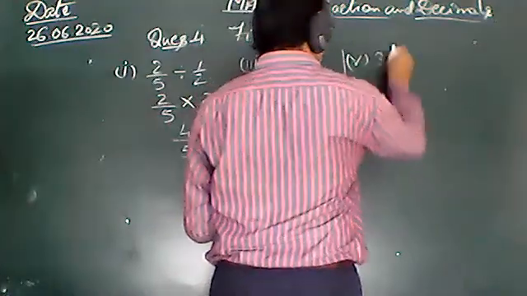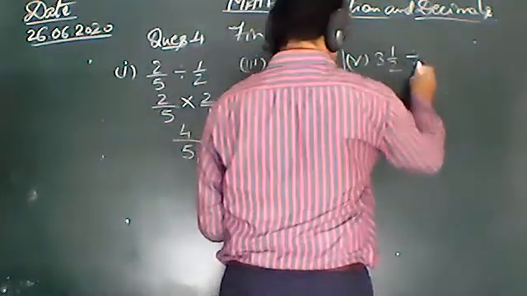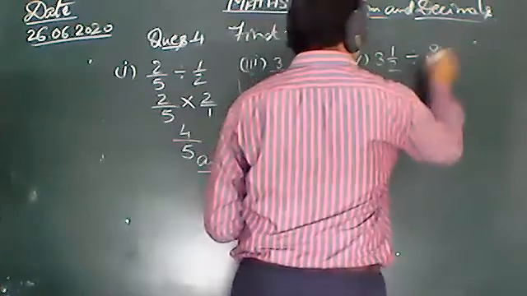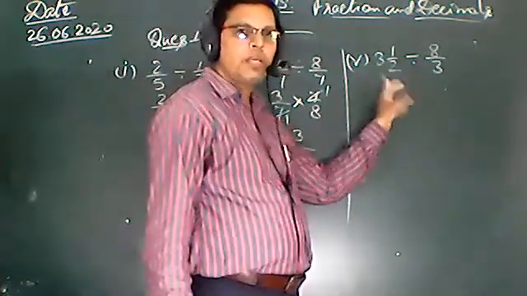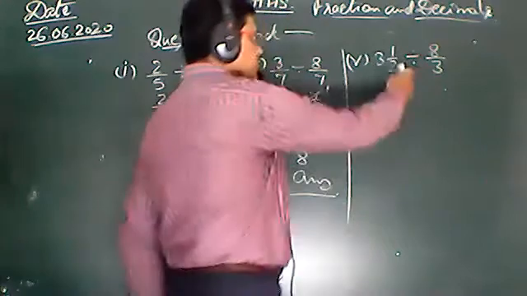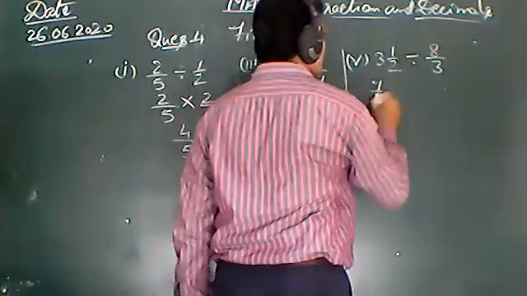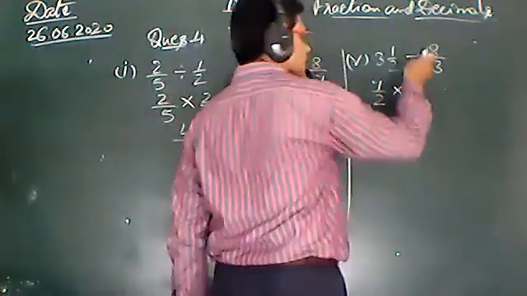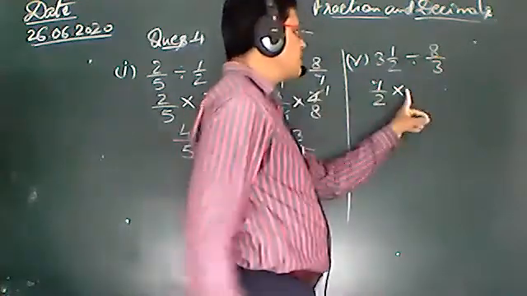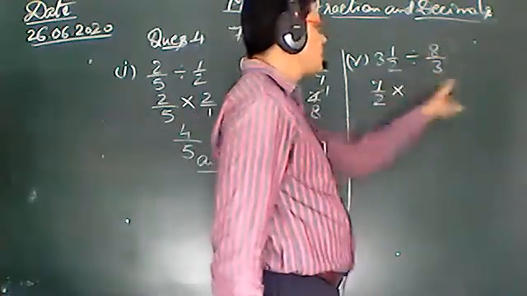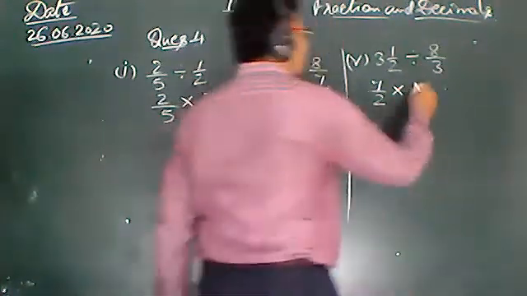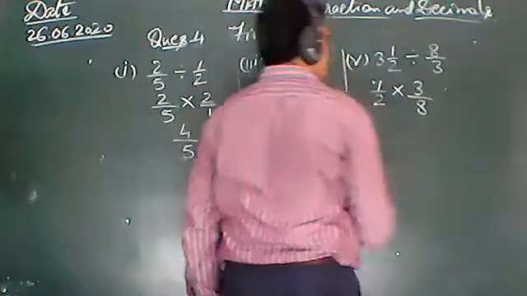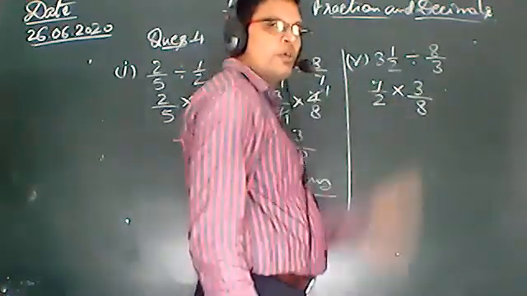3 whole 1 by 2 divided by 8 by 3. First, you convert this mixed fraction into an improper fraction. 3 2s are 6 plus 1, 7 by 2. Division is converted into multiplication. Then the divisor part of the fraction is converted to its reciprocal, and it becomes 3 by 8. And if it can be simplified, you simplify.